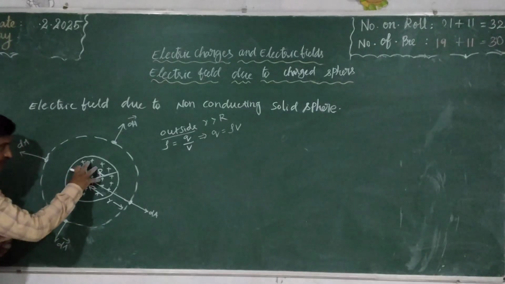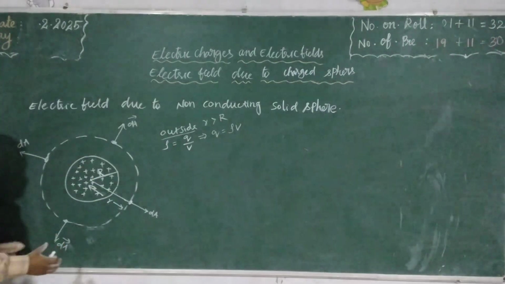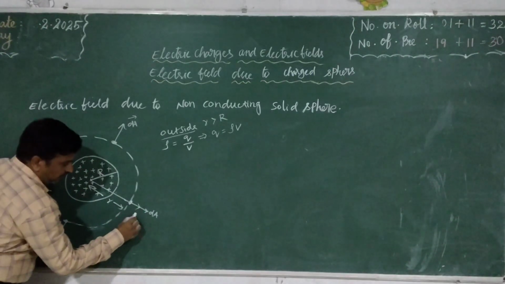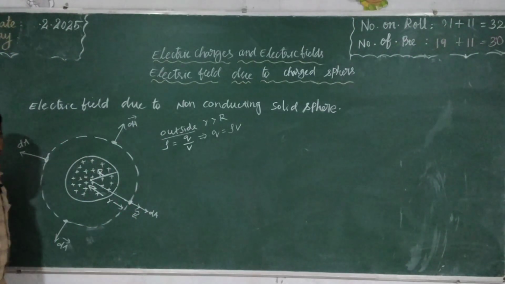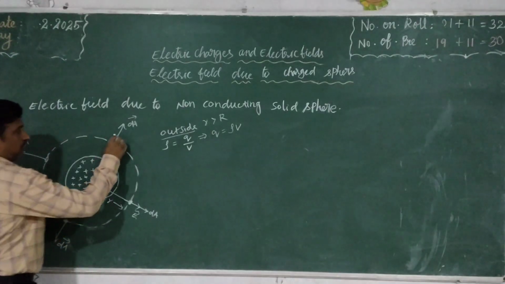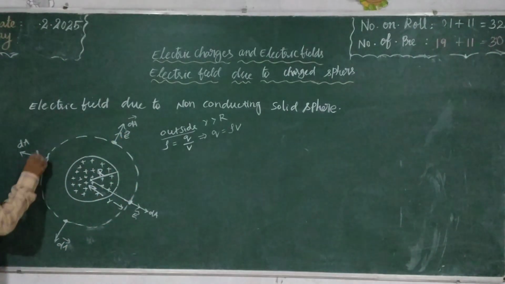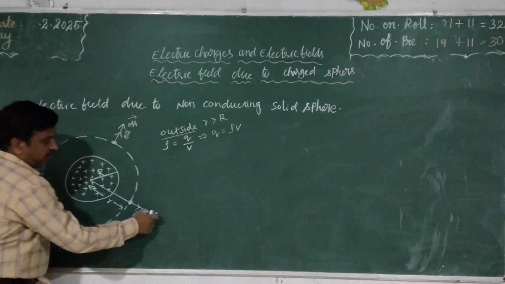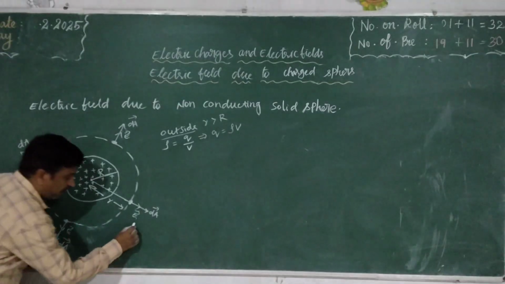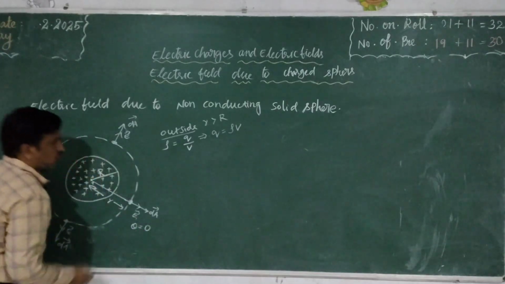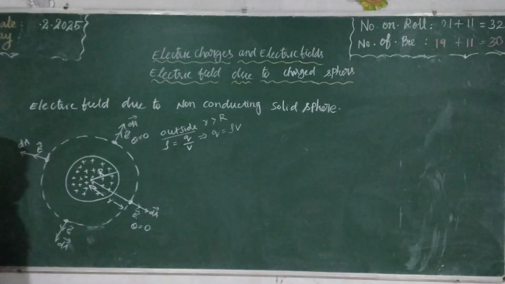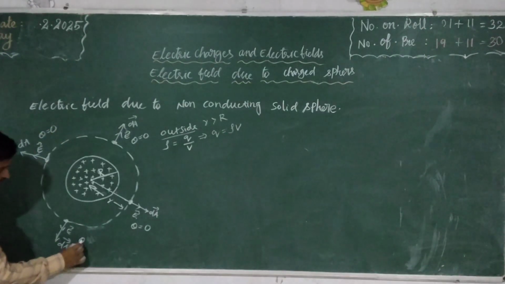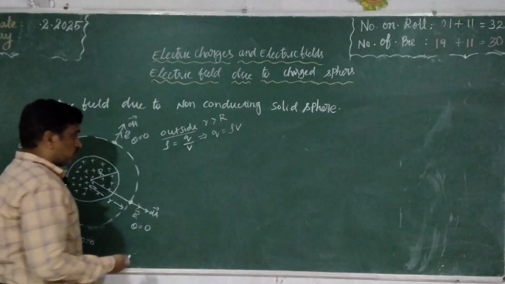Due to the positive charge, the electric field is radially outward. At this area, the electric field E is along the area vector. The electric field and the area vector are in the same direction, so the angle theta between them is 0 at every point. Now we write the flux through the Gaussian surface.